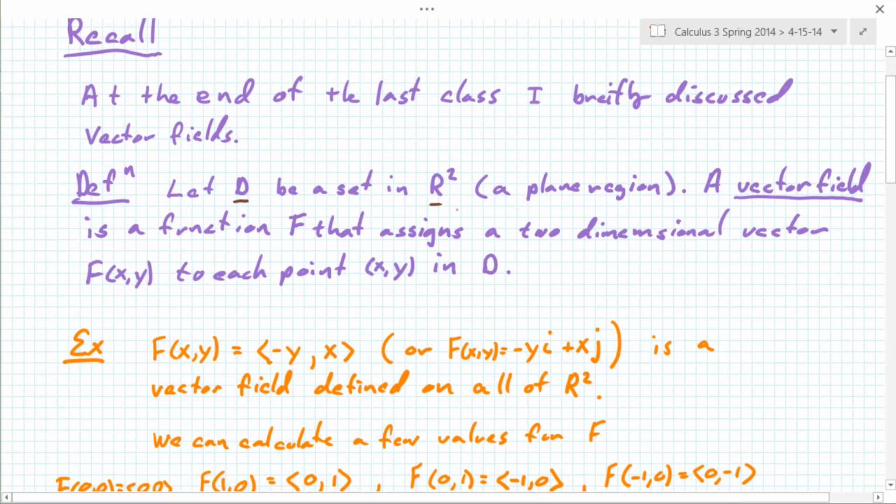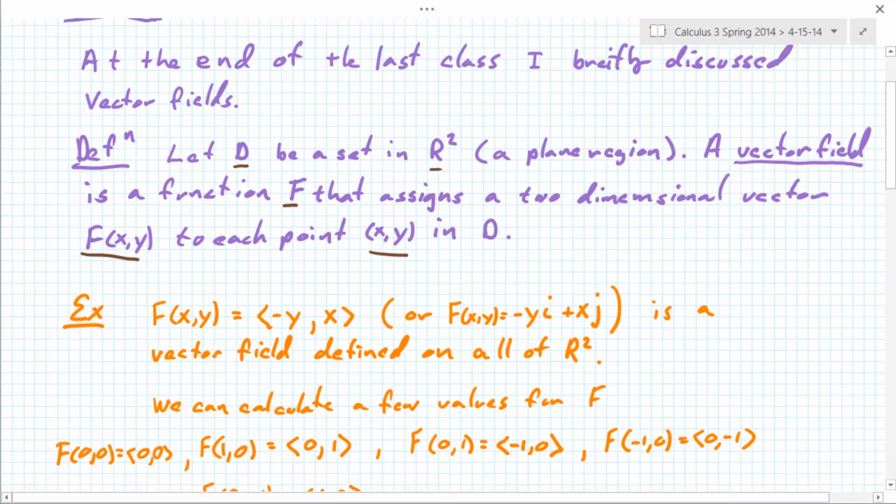a vector field is a function F that assigns a two-dimensional vector, calculated by the function, to each point (x, y) in D. In other words, for every point in D, I'm going to give you a vector. So you give me a point, I give you a vector. That's what my function does.